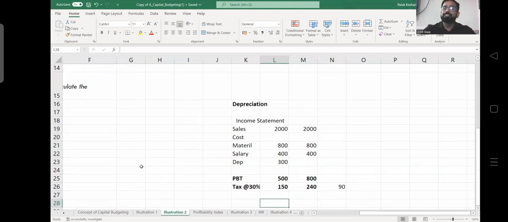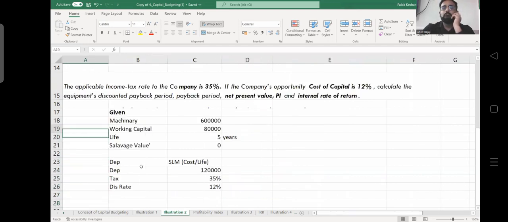So whenever we decide which project we should start, why am I talking about cash profit? You just listen to me very carefully, right? This concept is very important. Why am I talking about cash profit? Because when you are starting the business, how much are you investing? You are investing 6 lakh for machinery and 80,000 for working capital. So in total, you are investing 6,80,000, right?